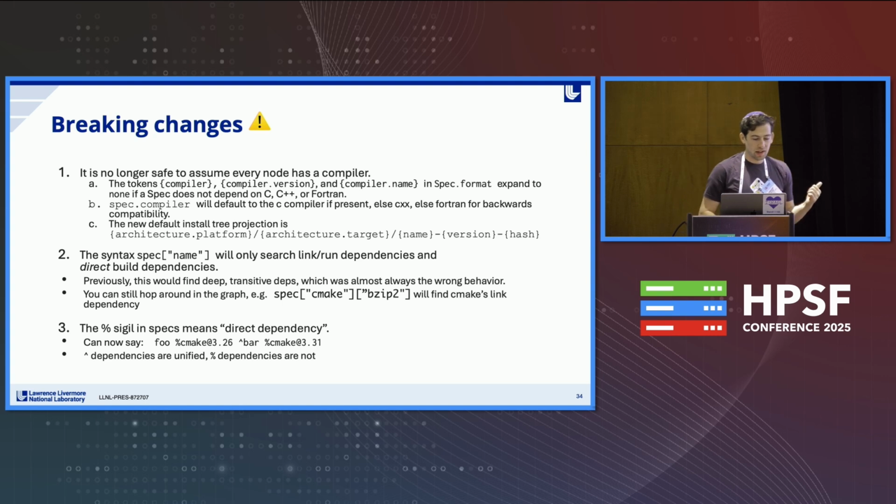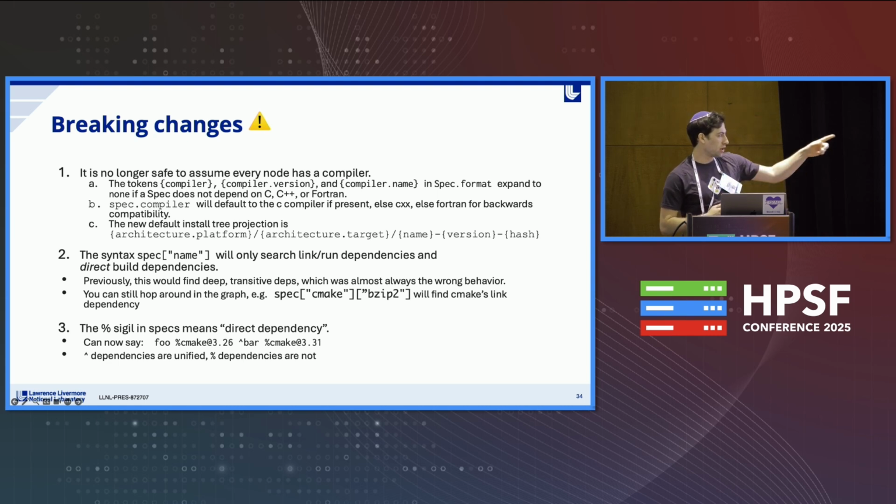The second one is subscripting a spec will not search through transitive build dependencies anymore. It's only going to search the link run dependencies and the direct build dependencies because that's the unification set for that package. If you need to go into a dependency of a build dependency, you can do that. You just need to be explicit about what you're doing.